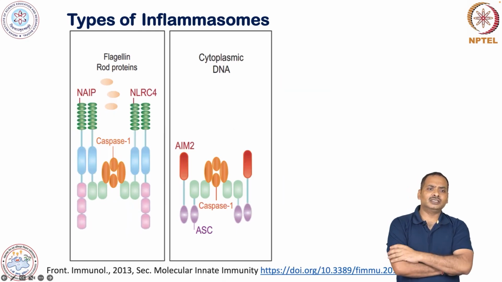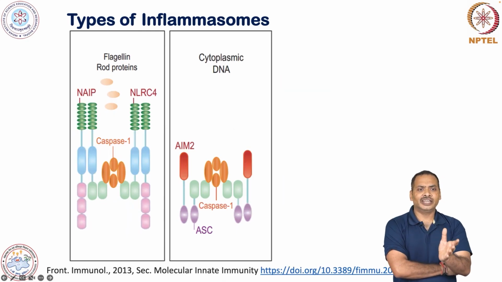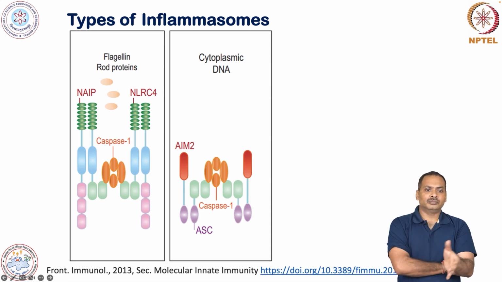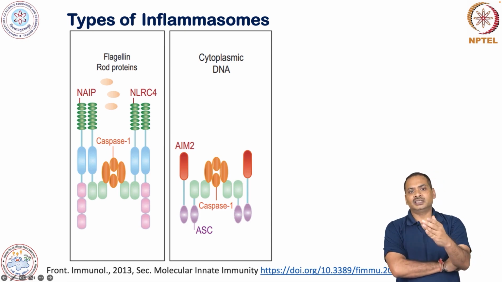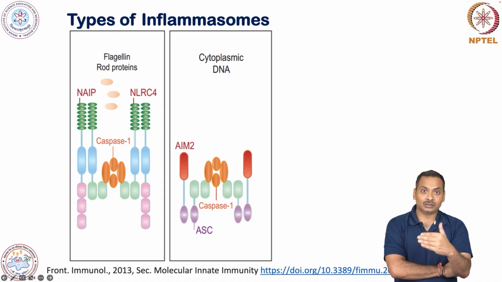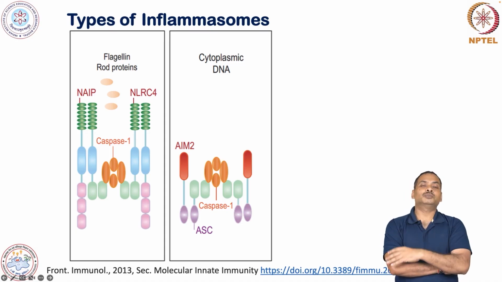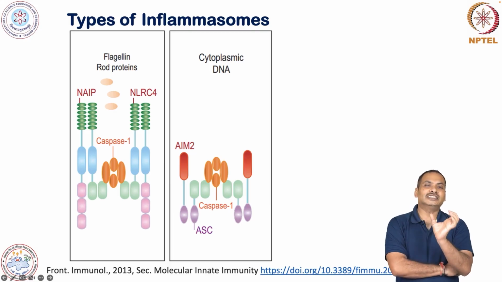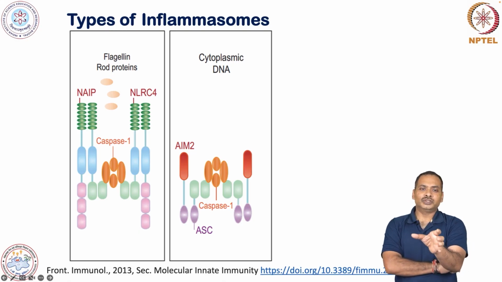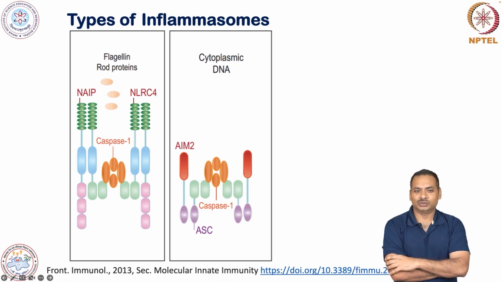There is another inflammasome which we call NAIP or NLRC4, and this also makes a multi-protein complex. And there is a cytoplasmic DNA sensor, which I will talk about more when I take up sensing of DNA, most likely in the next session. This also makes an inflammasome which we call the AIM2 inflammasome.